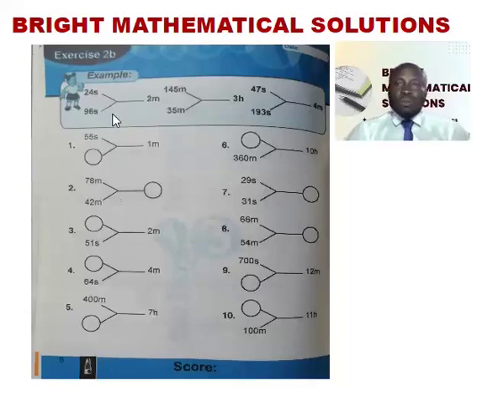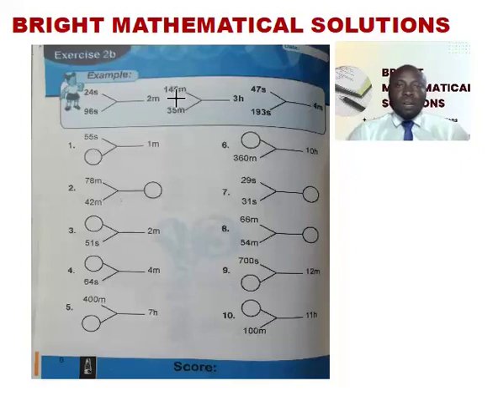We want to look at the operations that revolve around this reasoning exercise, and we are dealing with seconds, minutes, and hours. So, for us to get 2 minutes, we have 24 seconds plus 96 seconds, and that gives us 120 seconds. If you divide 120 seconds by 60, definitely it will give you 2 minutes.